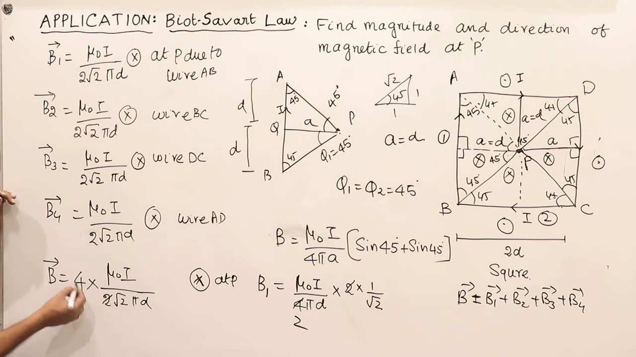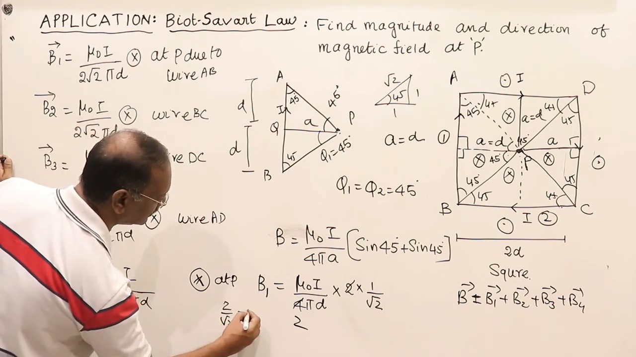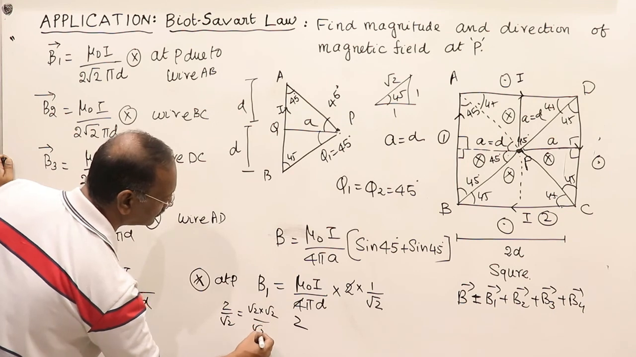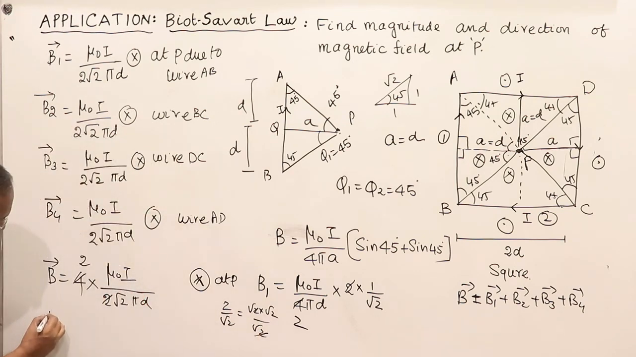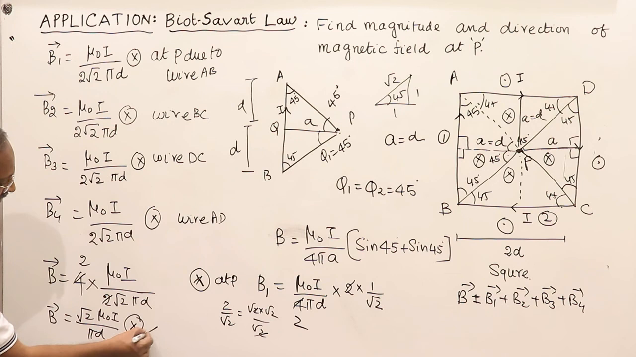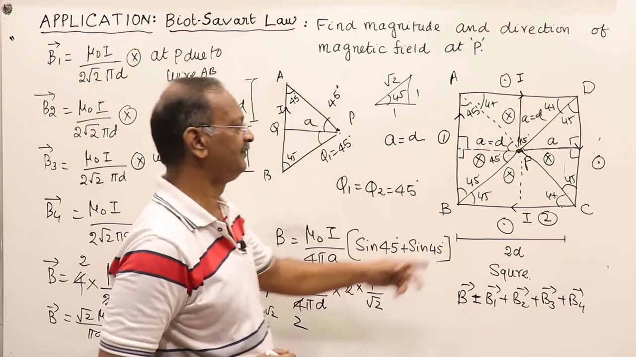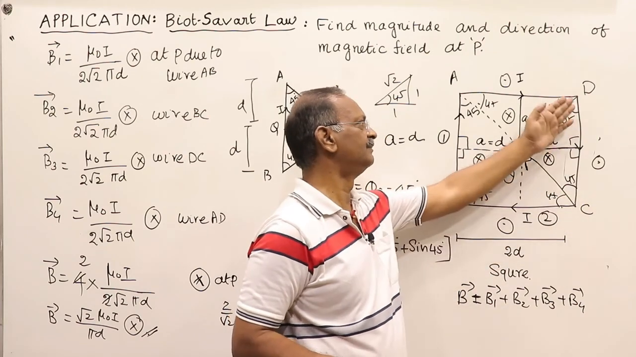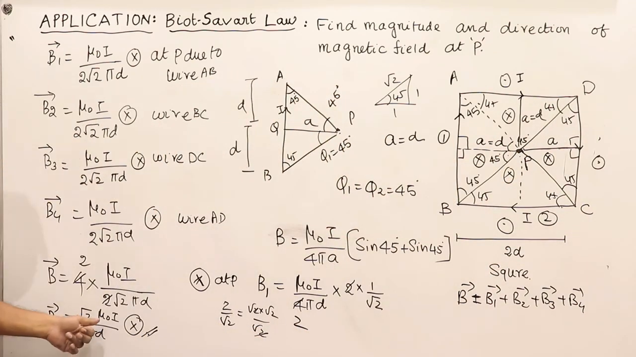In the 4, this will become 2, then 2 by root 2 is equal to root 2 into root 2 divided by root 2, which is root 2. So we can write the magnetic field is equal to root 2 mu naught I by pi d. This is the net magnetic field. Net magnetic field at P due to this segment, this segment, this segment, this segment of the wire is root 2 times mu naught I by pi d, and the net magnetic field is inward at the point P.